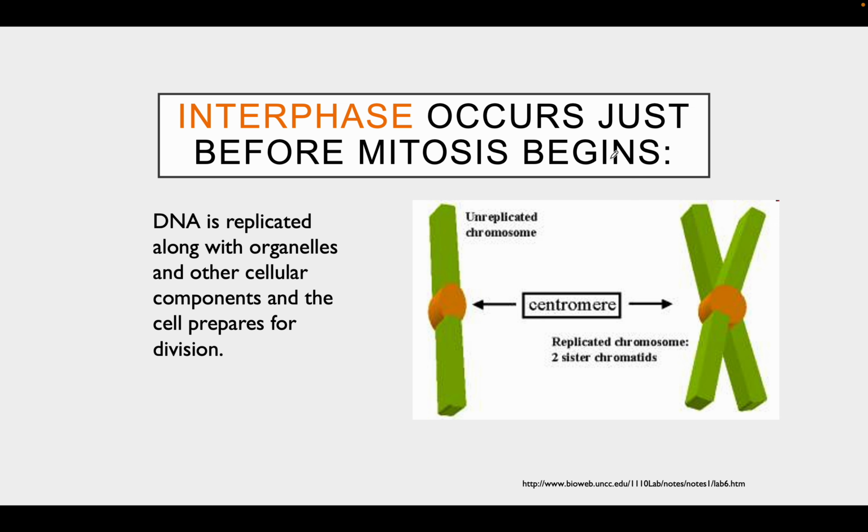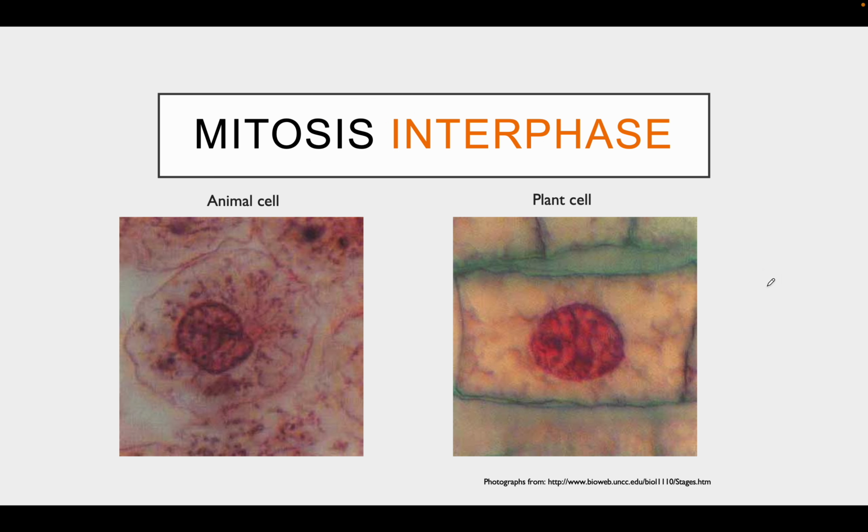So starting from mitosis, there is interphase which occurs just before the mitosis begins. Here DNA is replicated along with organelles and other cellular components, and the cell prepares for division. Here the centromere is there, where the replicated chromosome has 2 sister chromatids. In the interphase, this is how an animal cell looks, and here a plant cell.